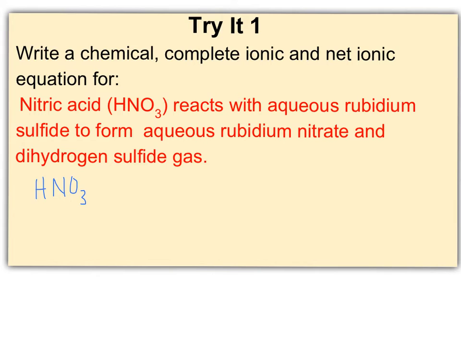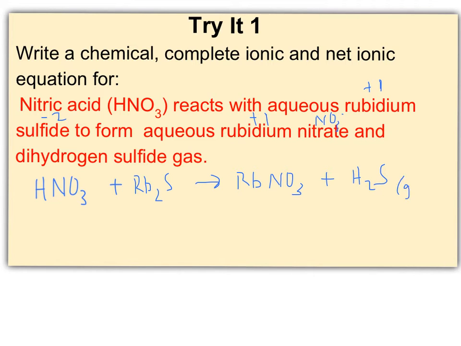I have HNO3 and aqueous rubidium sulfide. I see that rubidium has a +1 charge. Sulfur has a −2 charge, so it's going to be Rb2S. And it's going to form aqueous rubidium nitrate. This is still a +1. And if I look nitrate up, it's NO3 with a −1. So this will just be RbNO3. And then dihydrogen sulfide, so that's telling me it's H2S. And this is the gas. I guess I'll go ahead and put the AQ in here so I know which ones to split apart.